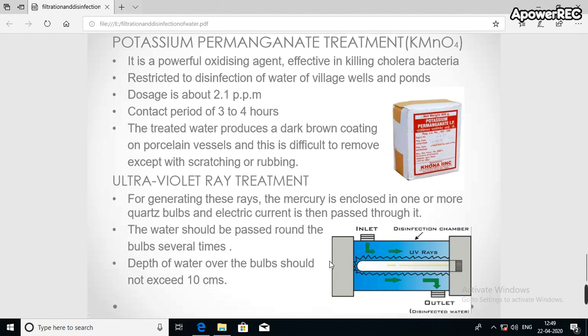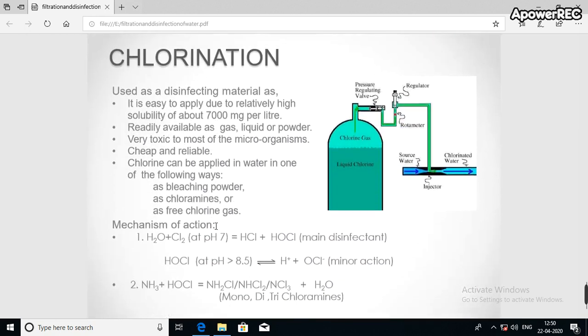Then another type is ultraviolet ray treatment. UV rays are available from sunlight also, but for water disinfection, we need to add UV rays through this kind of arrangement. Here the UV rays will be inserted with the help of some bulbs inside the disinfection chamber, and with the help of that, the water will be treated.